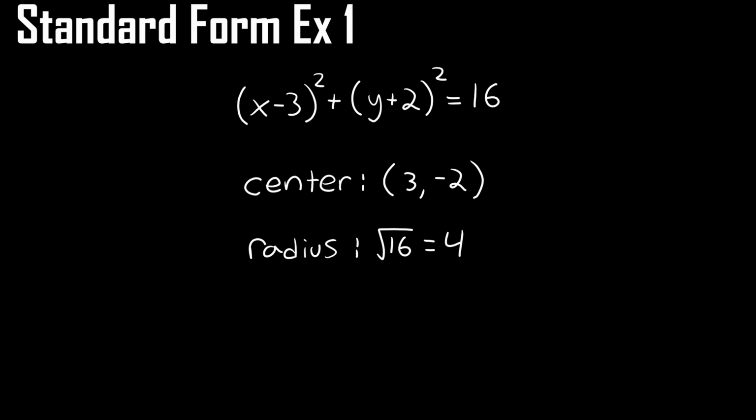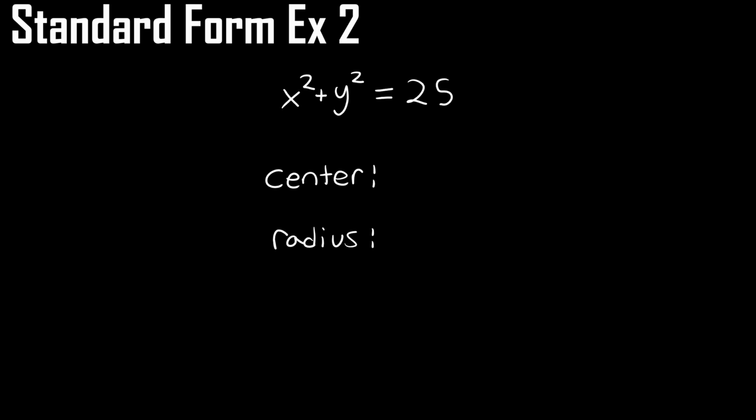Let's do another example. So let's say we're given x squared plus y squared equals 25. What would the center be? And what would the radius be? The center would be the origin, or (0, 0), and the radius would be the square root of 25, which equals 5.